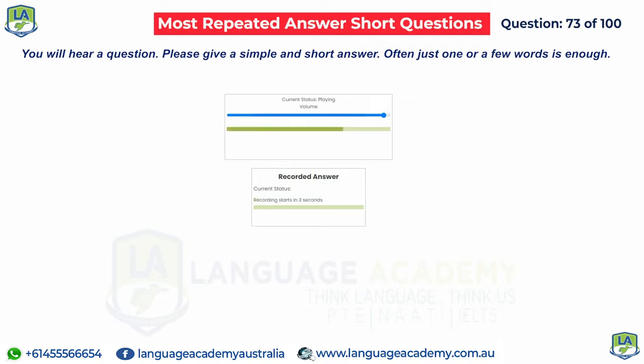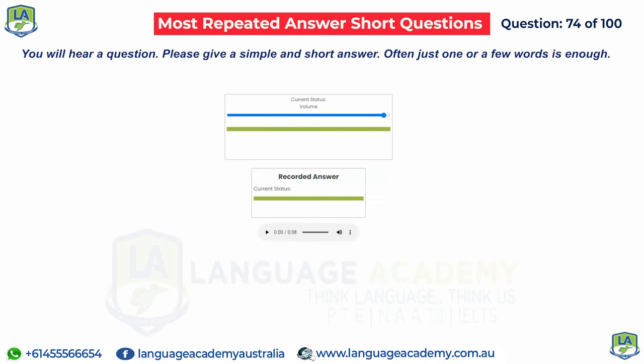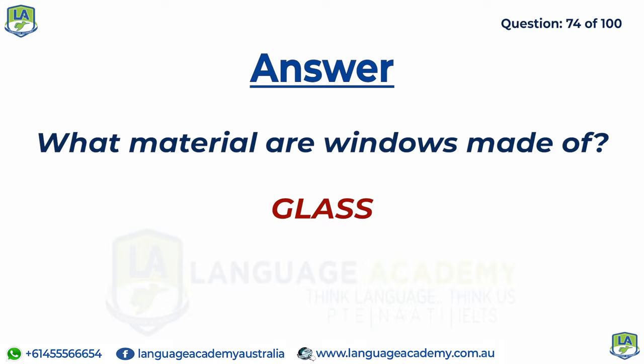Which one is quicker? Running, jogging or walking? Running. What material are windows made of? Glass.